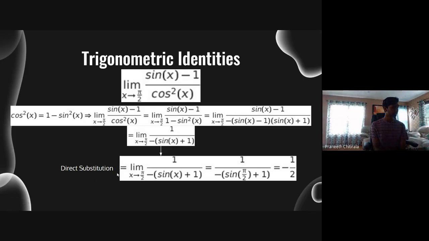And using direct substitution, plug in pi over 2 for x. And sine of pi over 2 is equal to 1. 1 plus 1 equals 2. And then you have the negative here. So the limit is equal to negative 1/2.